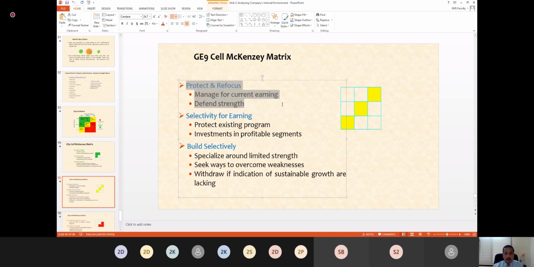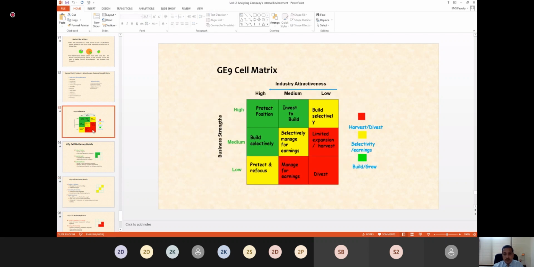Protect and refocus. This is the first category which I want to discuss, wherein the industry attractiveness is very high. The industry is very attractive for this business. However, we have very little business strength, so business strength is very low. What we can do with this kind of business category is protect and refocus.